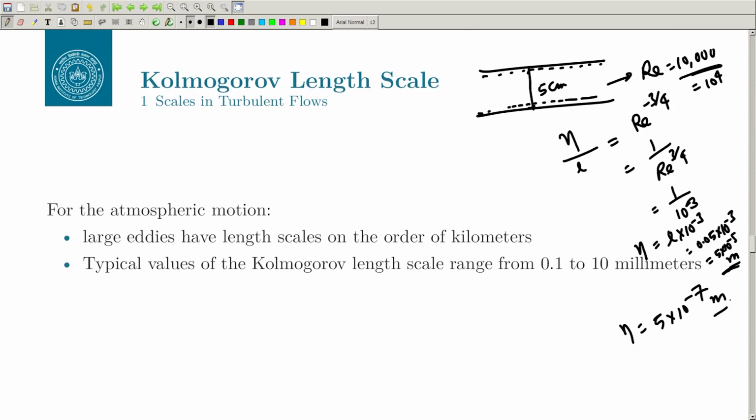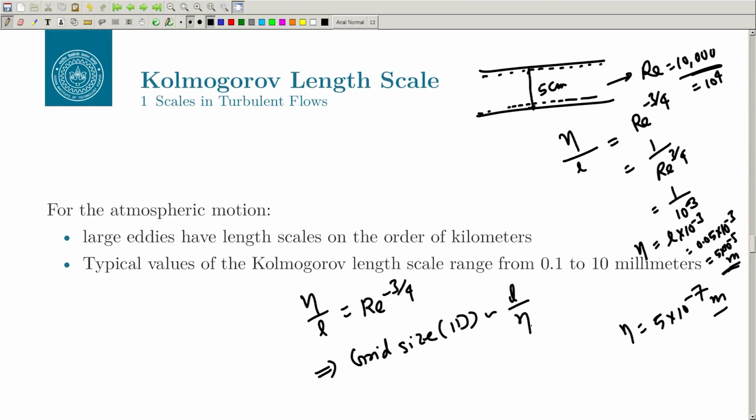If you go by the same argument, eta by L is equal to Re to the power minus 3 by 4, so your grid size in 1D will be L by eta, the largest eddy to the smallest eddy, which is Re to the power 3 by 4. Also, we have discussed many times earlier that LES and DNS you cannot do in 2D. I mean you can, but turbulent flows are inherently 3 dimensional.